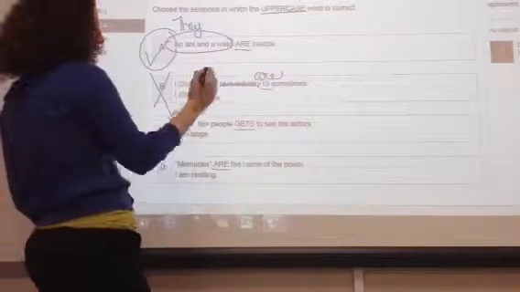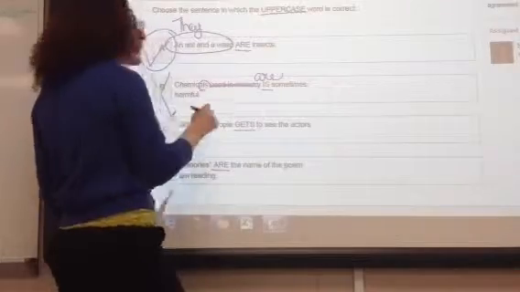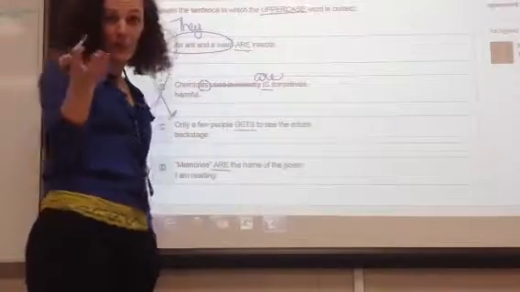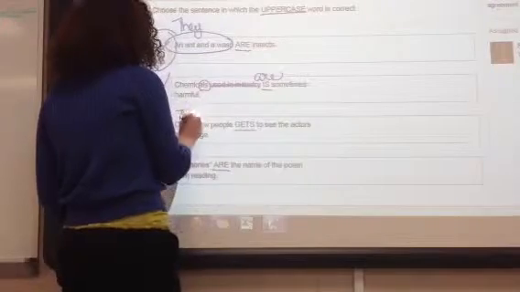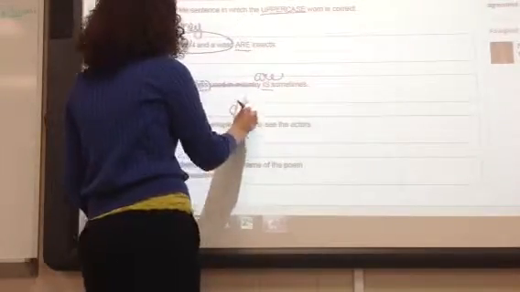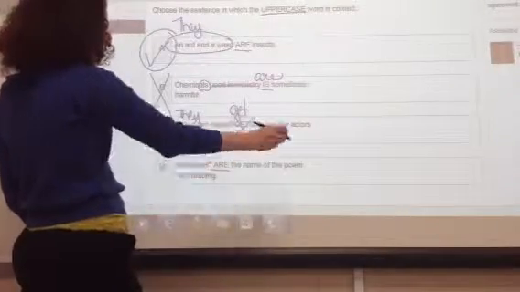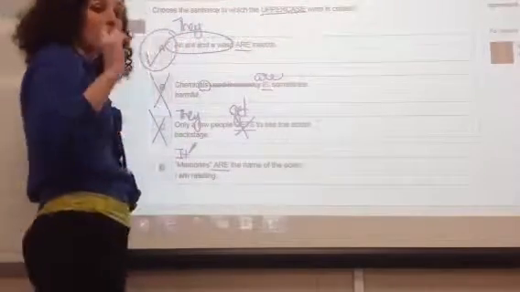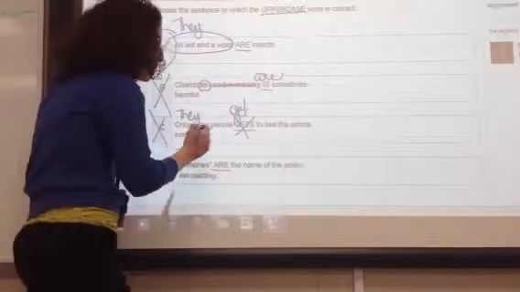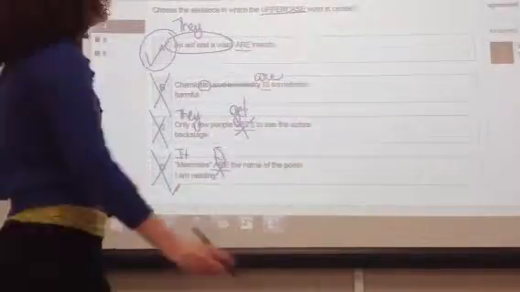Only a few people gets to see the actors backstage. Would you say only a few people? Is that more than one? It is, right? That's more than one person. So since it's more than one, figure it out by changing it to they. Would you say they gets to see the actors backstage? No. You would say they get to see the actors backstage. How about this one? Memories are the name of the poem I am reading. In this case, memories is the name of one poem, so it's the same as saying it. Would you say it are the name? No, you would say it is the name, right? Easy enough.